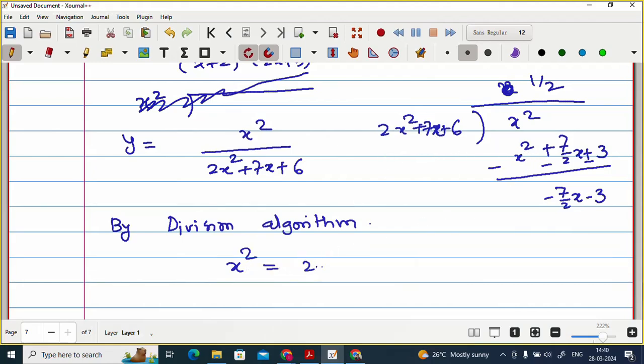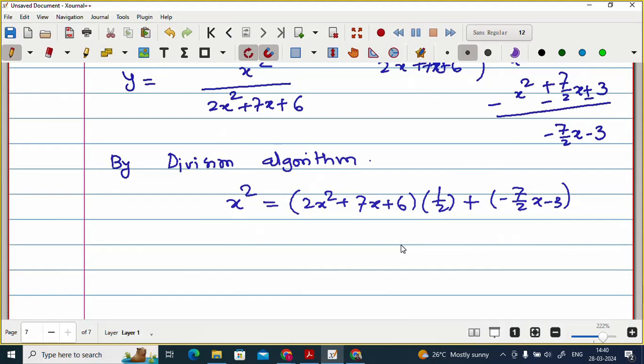Divisor 2x square plus 7x plus 6, into quotient which is 1/2, plus remainder term that is minus 7/2x minus 3. This you know already. This is school algebra. Dividend is equal to divisor into quotient plus remainder. Means I can replace this x square which is in the numerator side of y by this.